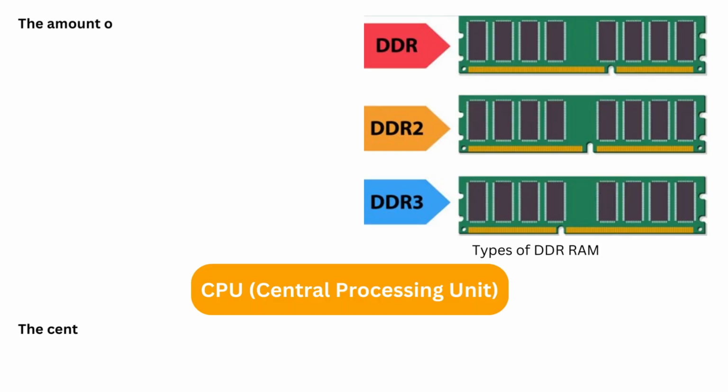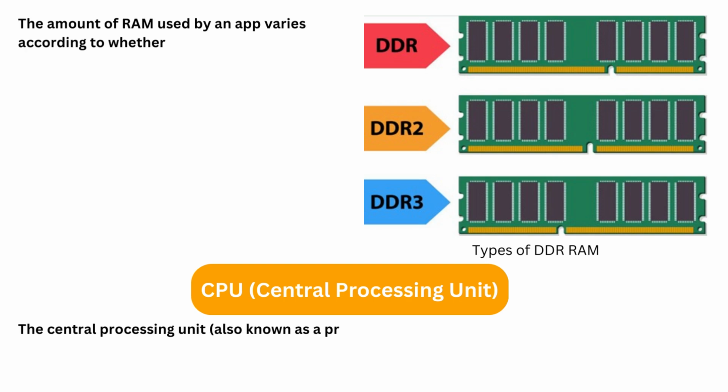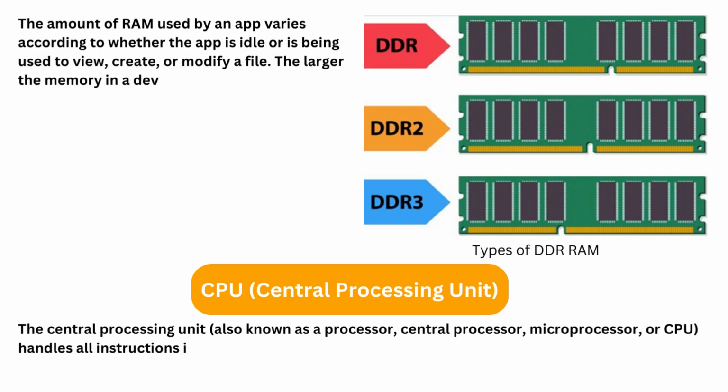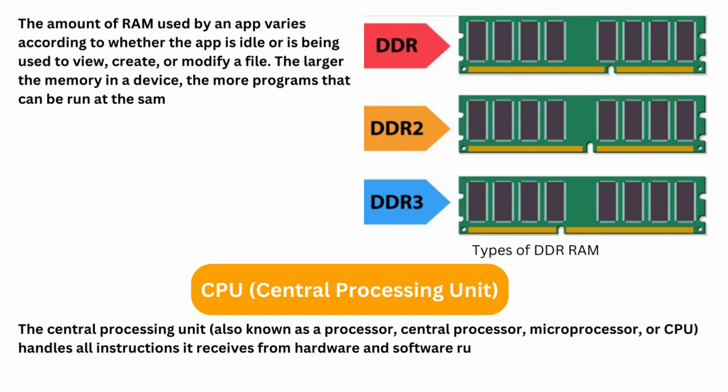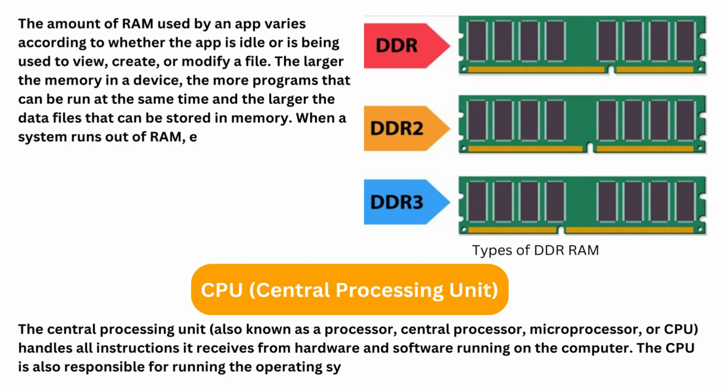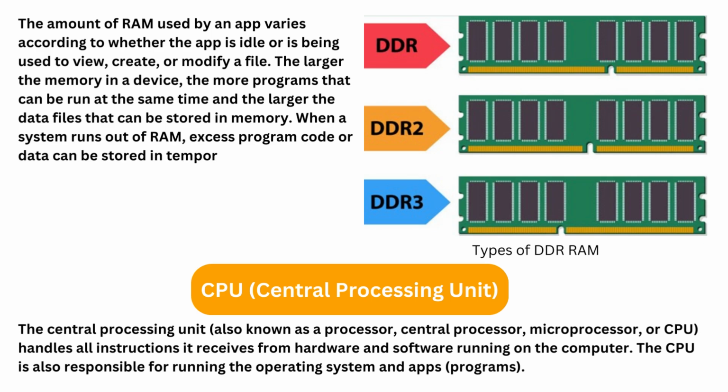The amount of RAM used by an app varies according to whether the app is idle or is being used to view, create, or modify a file. The larger the memory in a device, the more programs that can be run at the same time and the larger the data files that can be stored in memory. When a system runs out of RAM, excess program code or data can be stored in temporary files on the system's mass storage device, hard drive or SSD. Adding more RAM to a system that has upgradable memory is a good way to improve system performance because RAM is much faster than storage devices.